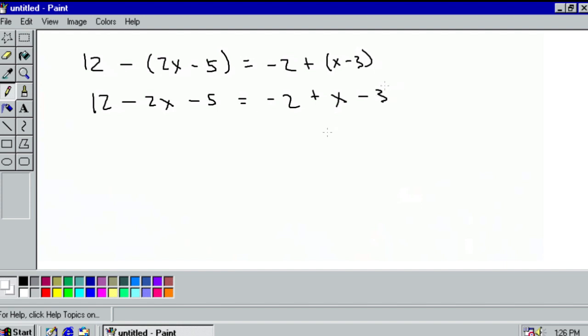Now, let's add the like terms on both sides. So we must simplify. Since we have coefficients 12 and 5 there, 12 minus 5 is 7. 7 minus 2x. Here we have -2 and +3. And -2 plus -3 will give us -5.